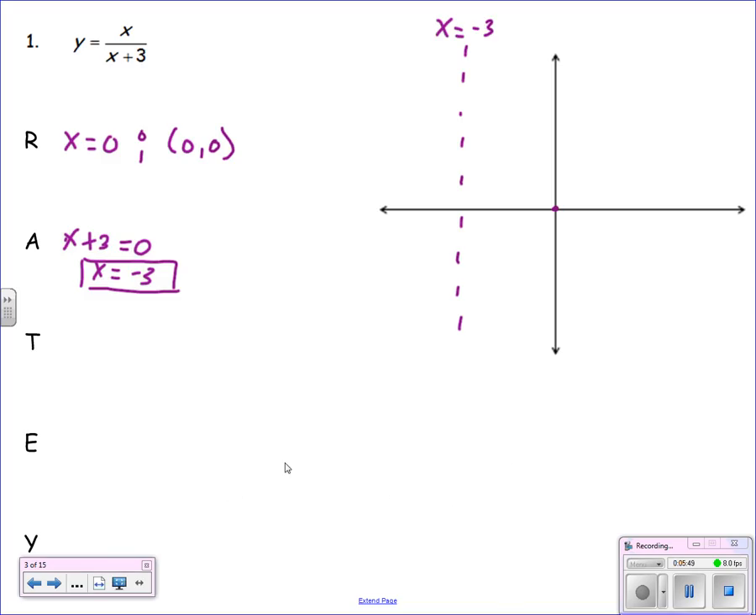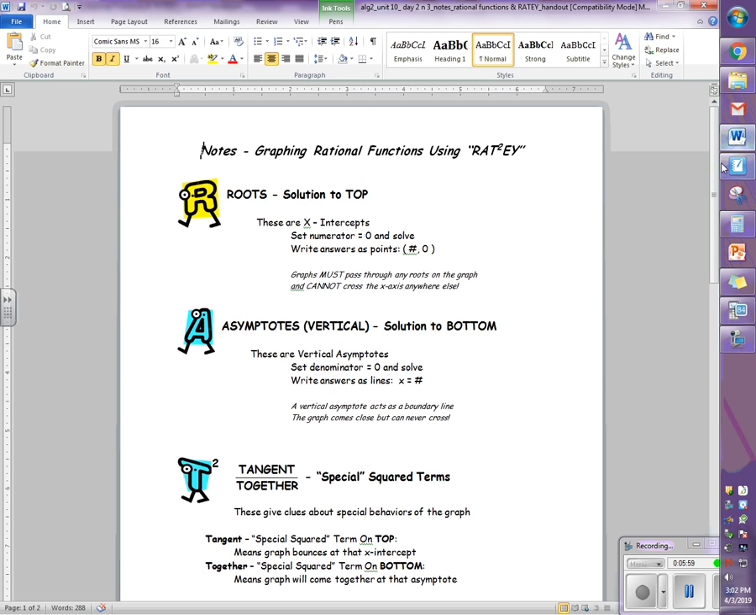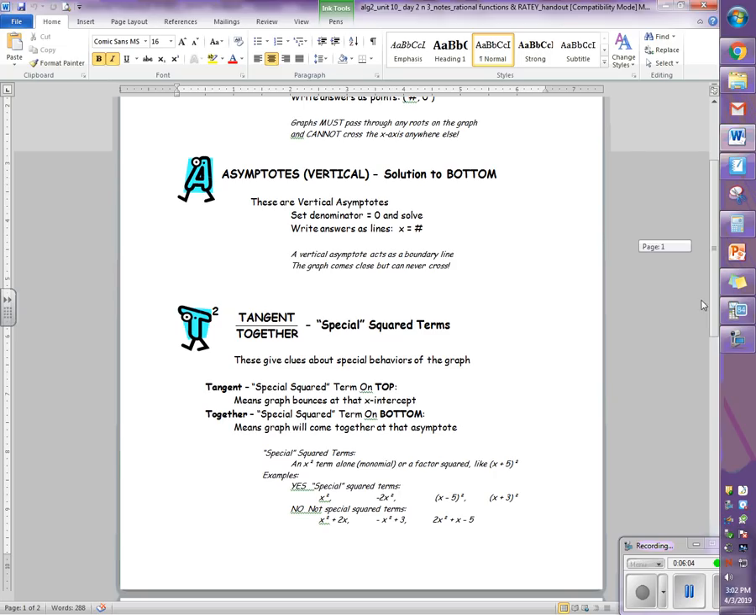P is for special squared terms. And then it provides some examples of what a special squared term looks like. So x squared alone is a special squared term. Negative 2x squared alone is a special squared term. If you have parentheses with a power of 2 attached, that's a special squared term. And if it doesn't have any squared terms, then it's not a perfect squared term.